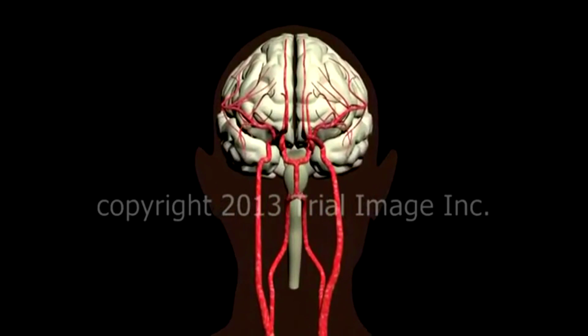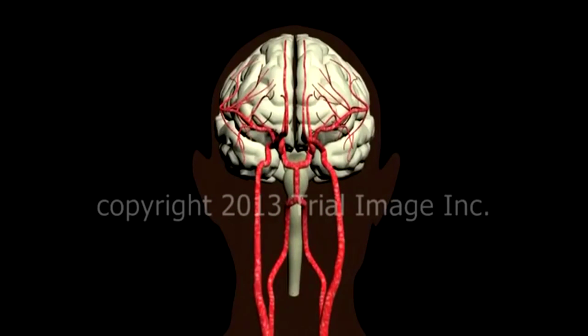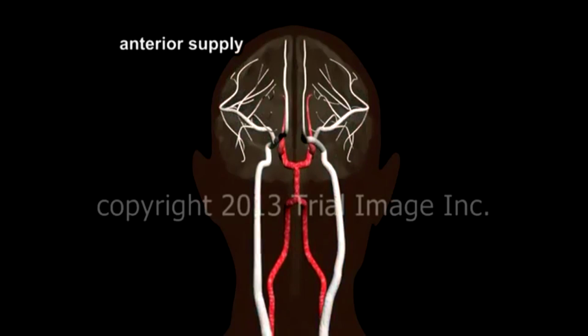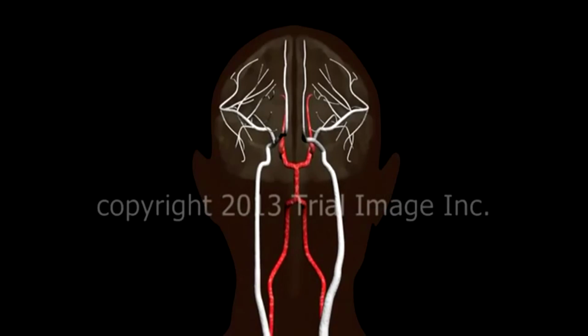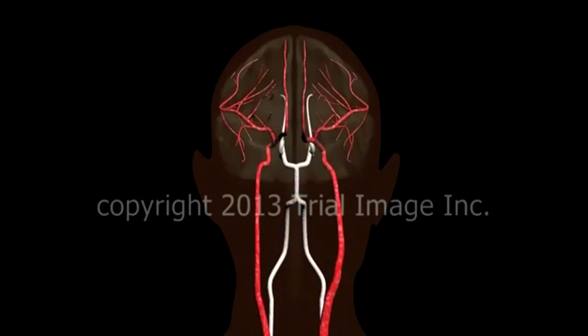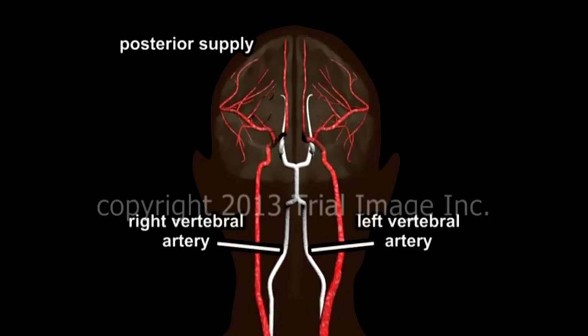Blood is supplied to the brain by two pairs of arteries. The anterior supply supplies blood primarily to the middle and front portions of the brain, and consists of the left and right carotid arteries. The posterior supply supplies blood primarily to the brain stem and the back portions of the brain, and consists of the right and left vertebral arteries, which then join together to form a single basilar artery.